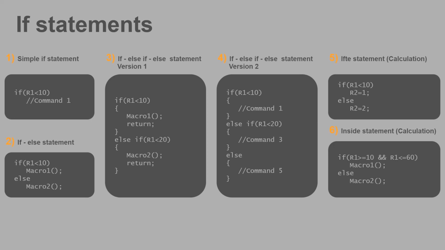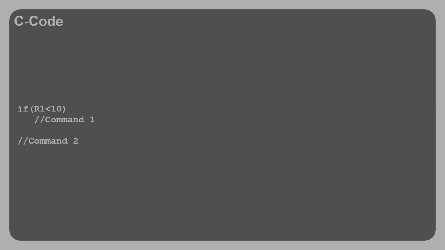First, I would like to start with a simple if statement. I would like to start with discussing the equivalent C code. If the variable R1 is less than 10, the command in the next line, command 1, should be executed. Optionally, further command lines can follow. They are executed independently of the if statement.